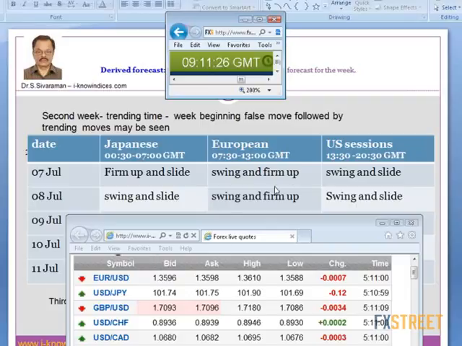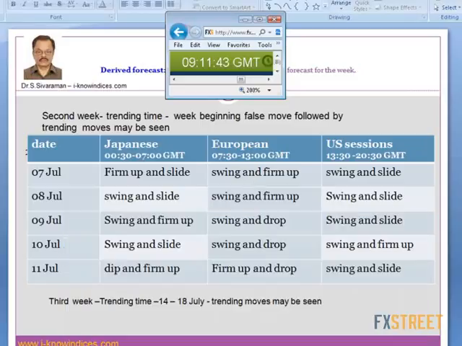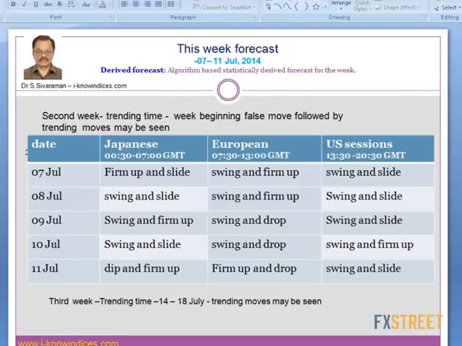From there, they gained briefly the levels and then made the slide. And again, they are expected to firm up a little bit around the late European session and start making the slide. So then I will try to take a sell position during the firming up and then book profit during the slides. So this is the plan based on the forecast.